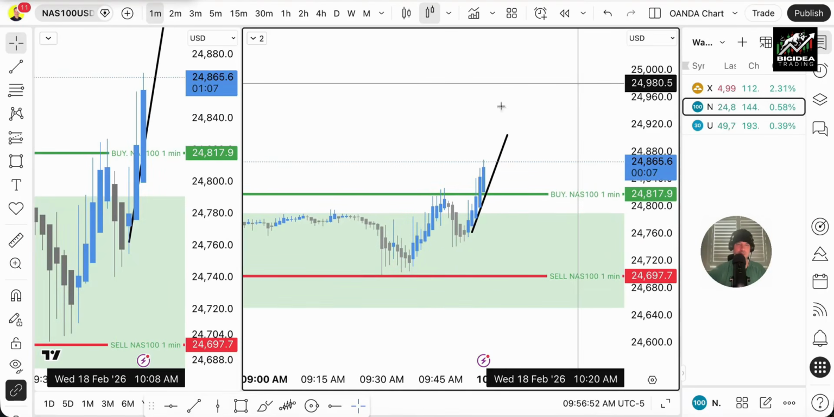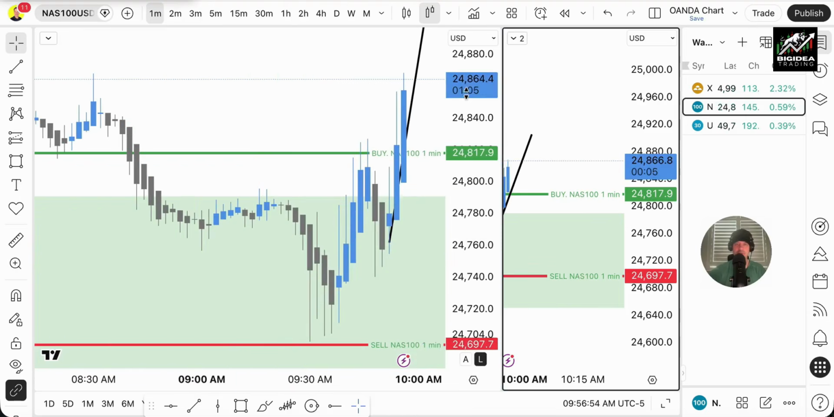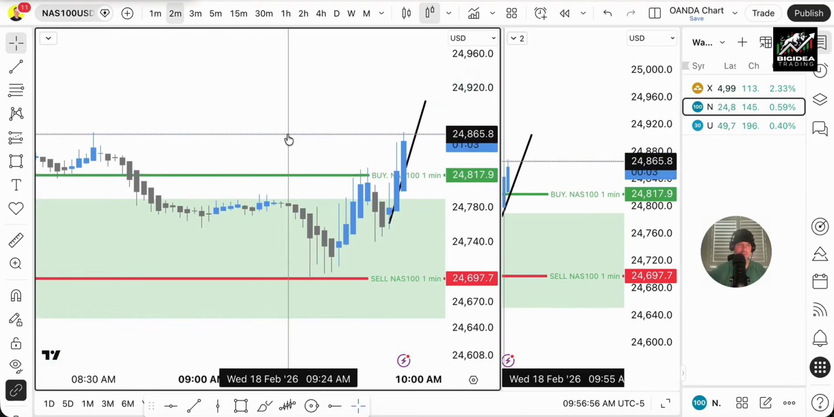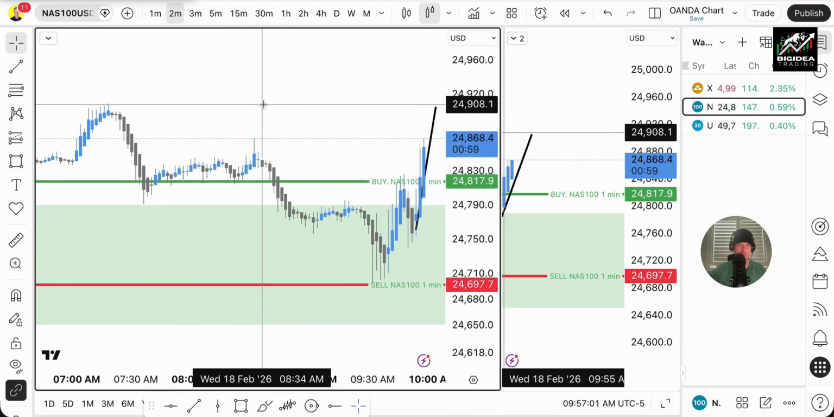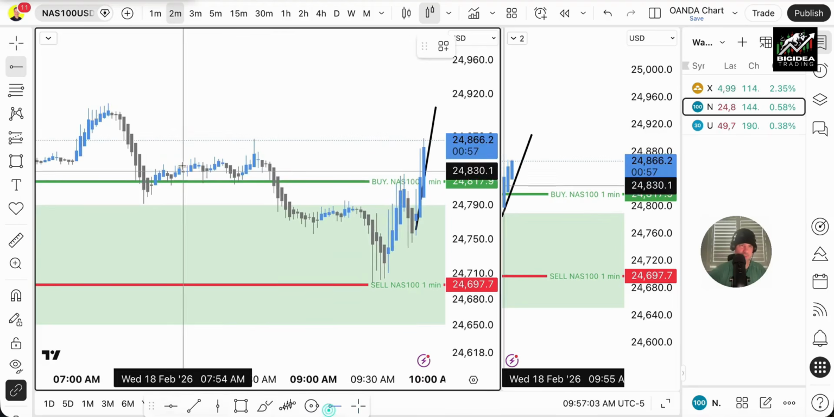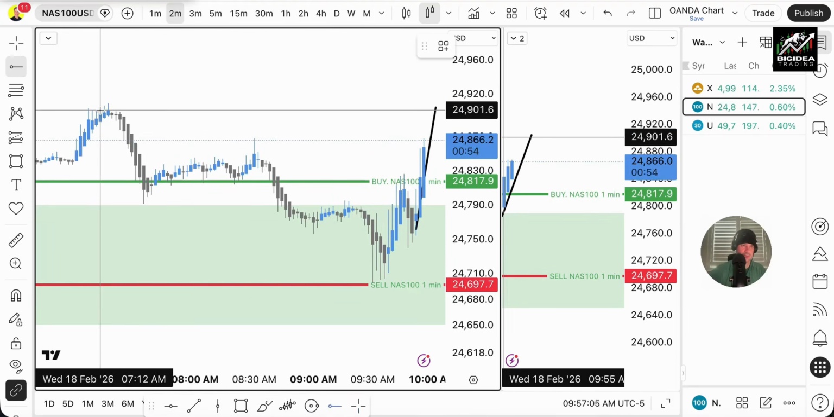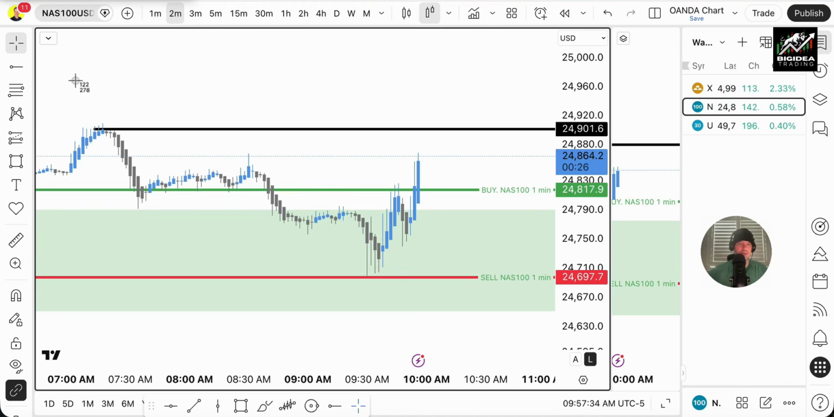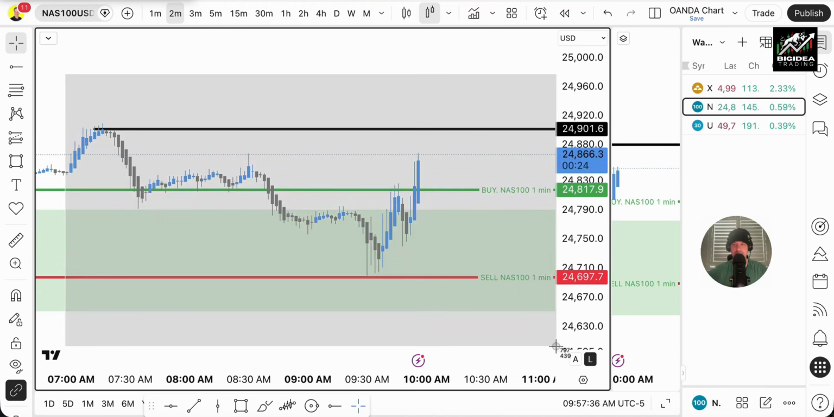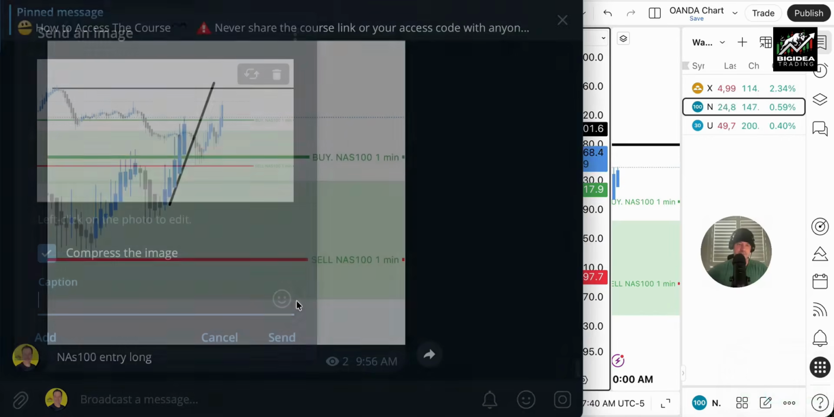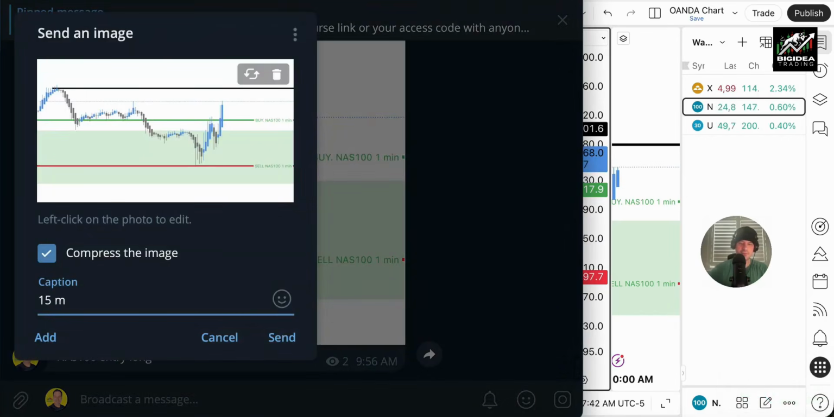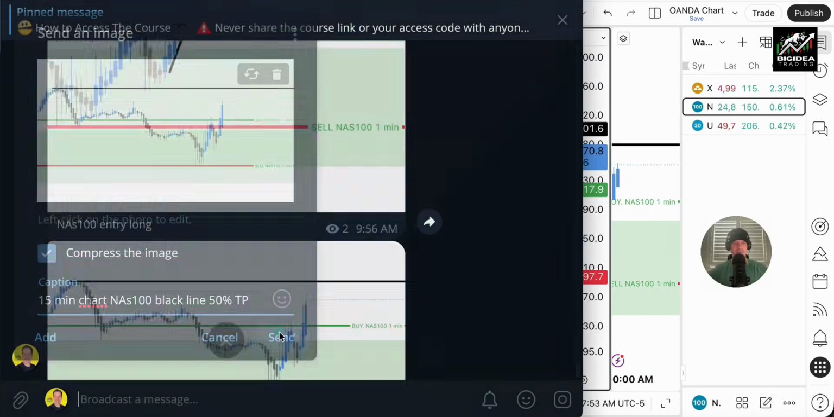So she's going, and then what we can do over here is look at our 15. We're touching that, so it might have a bit of a pullback here, but I think it's going to go all the way up here. So let's go like this, and then here's our 50% TP. So 15-minute chart.